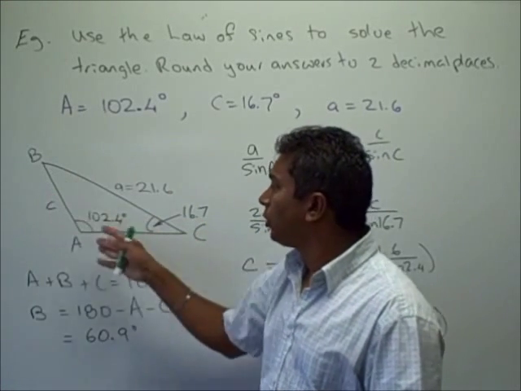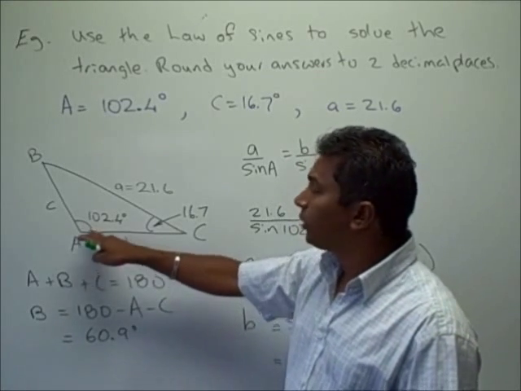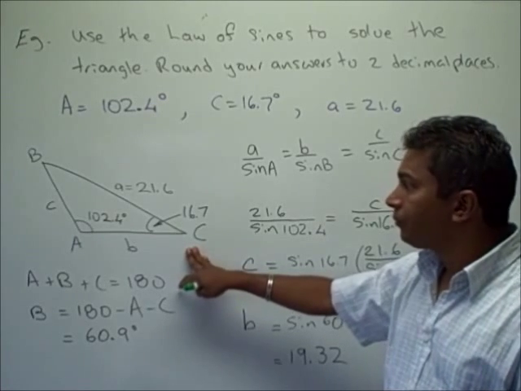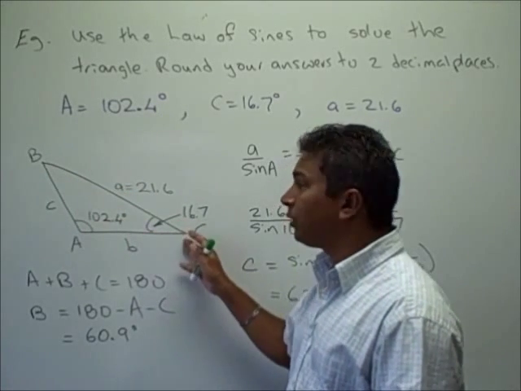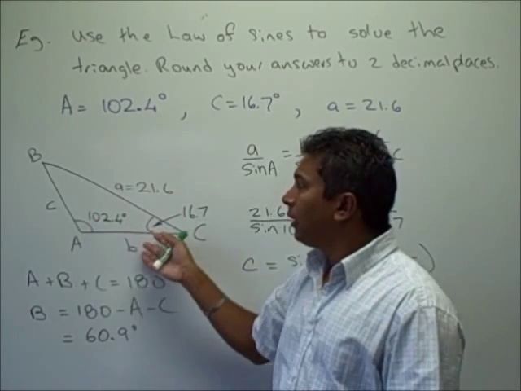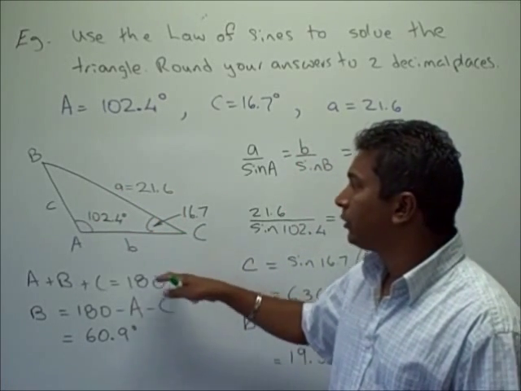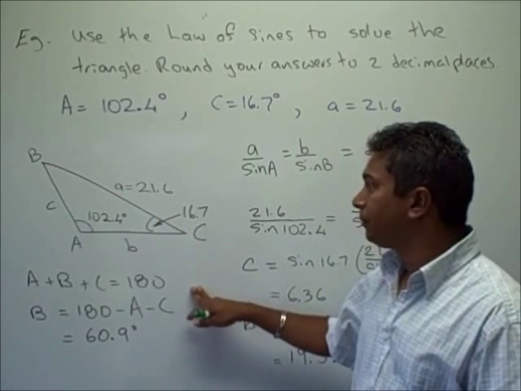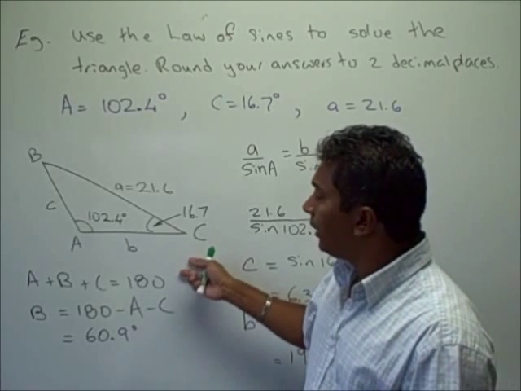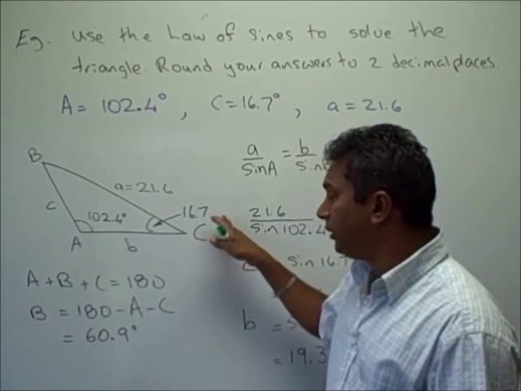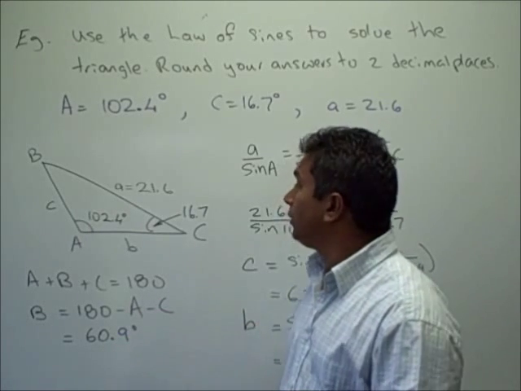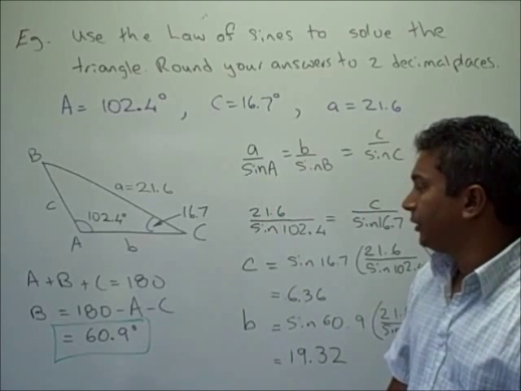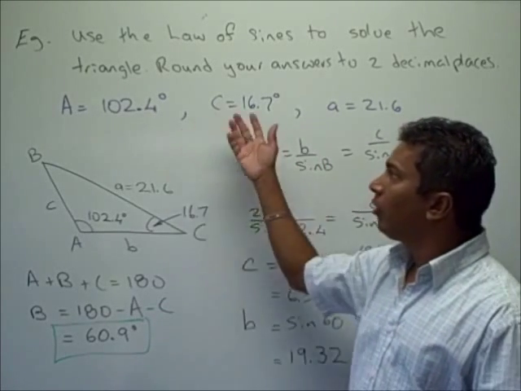I've gone ahead and drawn our triangle. So here's our angle A, which is 102.4, and our angle C, which is 16.7 degrees. We know that in a triangle, the total angle is 180 degrees. So angle A plus angle B plus angle C is equal to 180 degrees. If we know that, then we can subtract angle A and angle C from our total to give us angle B. So angle B is equal to 60.9 degrees. So now we have all three angles.